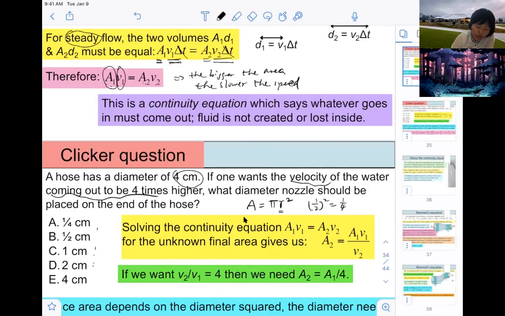So the radius needs to be reduced by half. Radius is half of the diameter. Diameter is also going to be reduced by half, right? So it used to be 4, and now it has to be reduced by half. So it's 2 centimeters. Right now you want to use a 2 centimeter hose. It's going to make the speed 4 times the speed before. So D is correct.